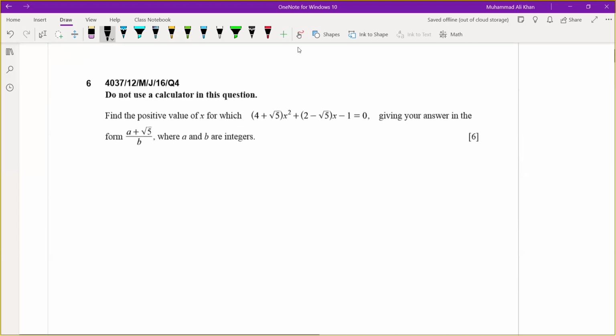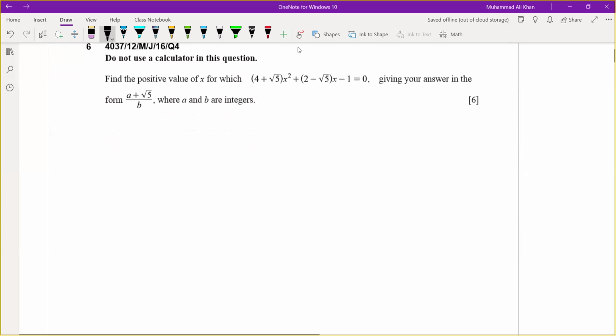Now, we do not have to use a calculator in this equation. And now, what we have, find the positive value of x. It's a quadratic equation. And we have to find the value of x in the form of this.